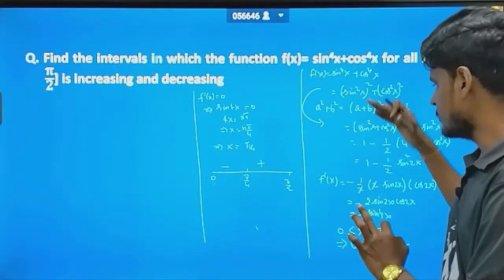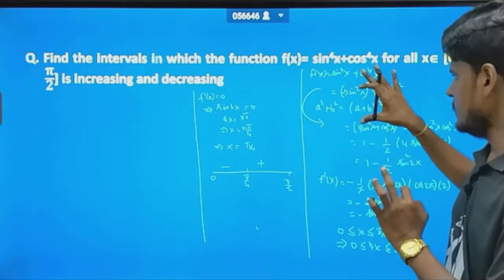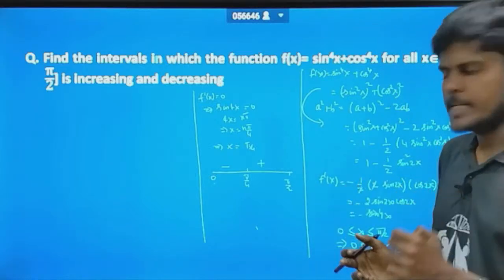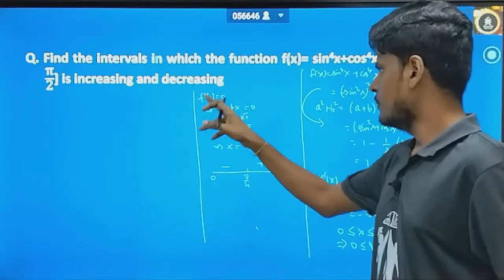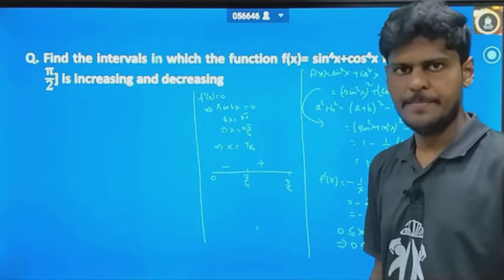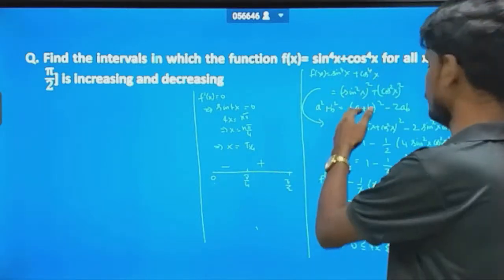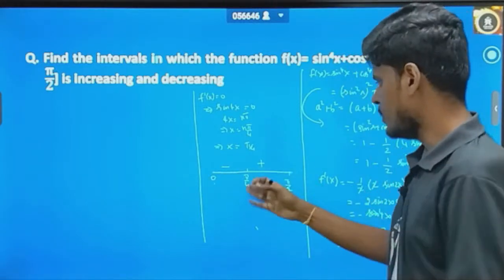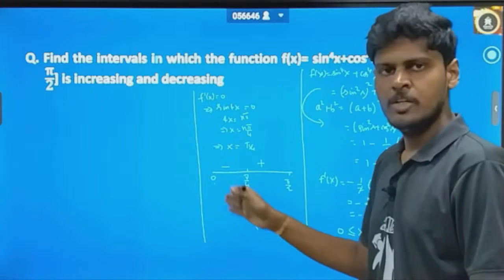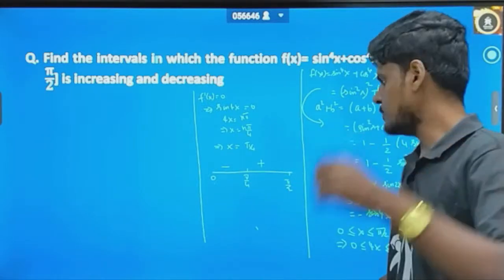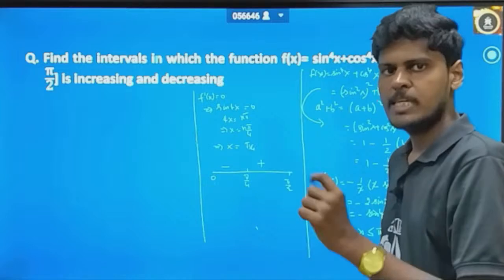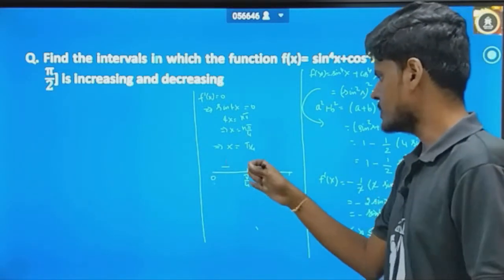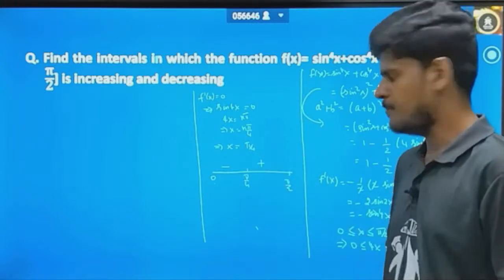Easy questions. First we have to try to simplify this question, so differentiation becomes easier. After that, find the critical points, that is when f dash of x is equal to 0, x is equal to pi by 4. So divide the interval 0 to pi by 2 into different intervals. Here we have only one critical point, pi by 4, so we have two intervals. Then substitute some value in each interval and see if f dash of x is positive or negative in the corresponding intervals. So here the first region is minus and the second region is positive.